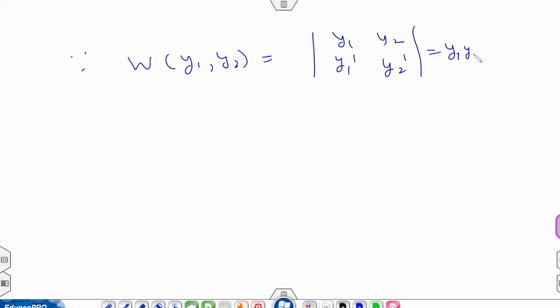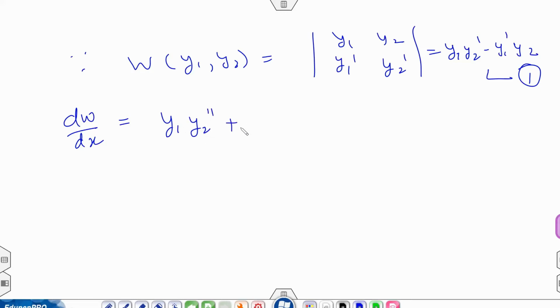So you know what the Wronskian is. The Wronskian of y1 and y2 is equal to the determinant. I have already told you that this is a Wronskian. So this I'll just write down again. Now this I called equation number 1, and we begin by observing that if I find the derivative of this W with respect to x, as these functions y1 and y2 are functions of x, so I can differentiate dW/dx, which is y1 y2 double dash plus y1 dash y2 dash minus y1 dash y2 dash minus y1 double dash y2.